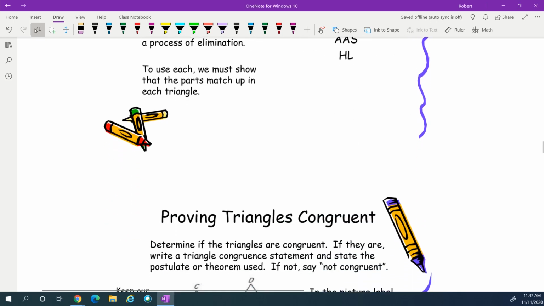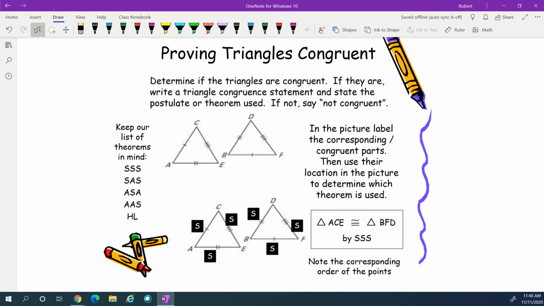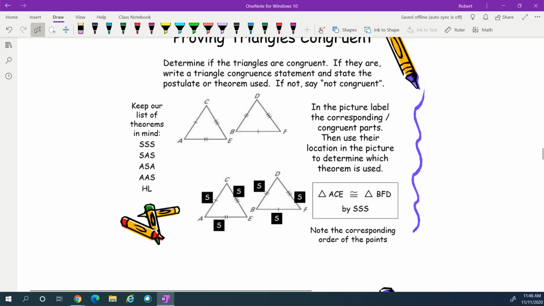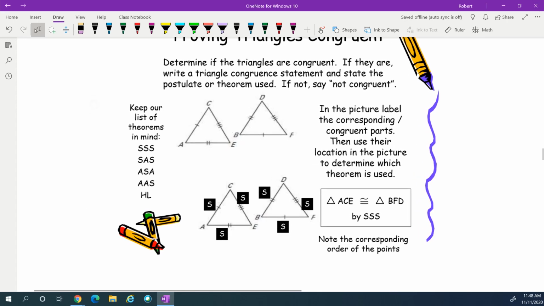So in each of the following slides, there's a lot going on, but what you really have to pay attention to is the picture in the middle and then the result in the box. Everything else is going to stay the same. Right? Now, on the left, I'm keeping the list of 5 ways to do this. Process of elimination. If it doesn't match any of those, then we're going to say not congruent. And again, we want to focus on the picture in the middle and the result or the answer in the box. Everything else is kind of an explanation or directions.